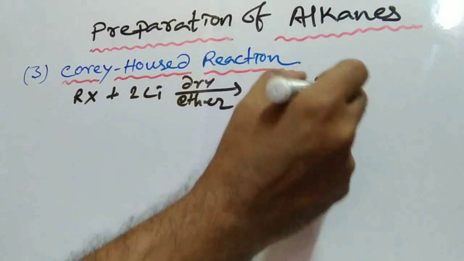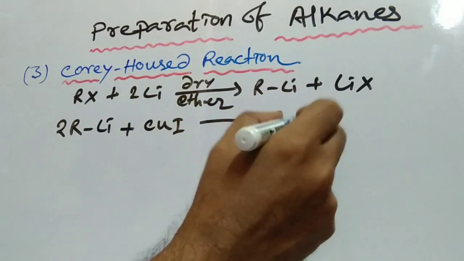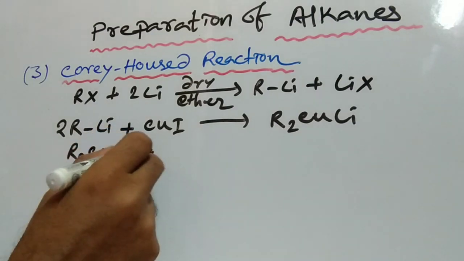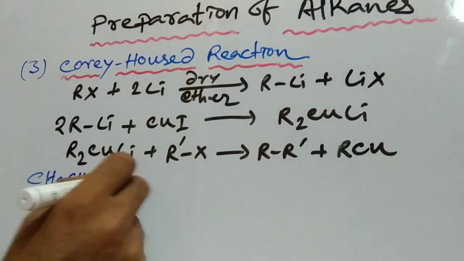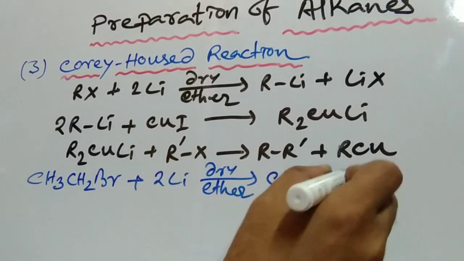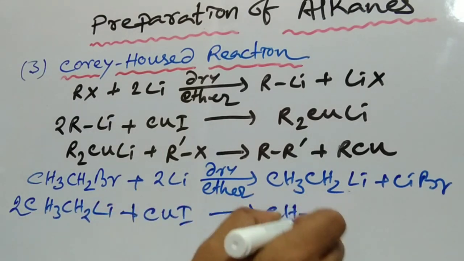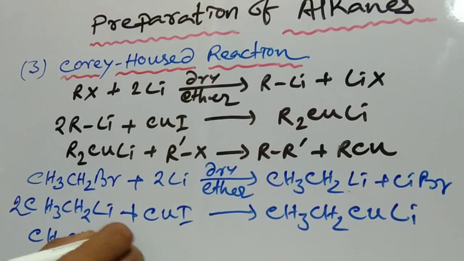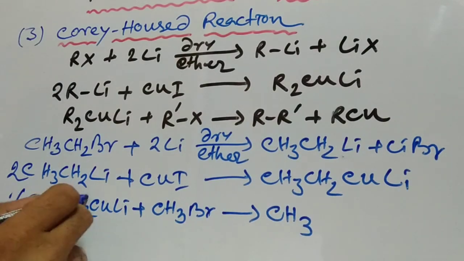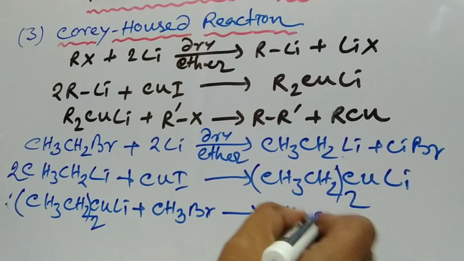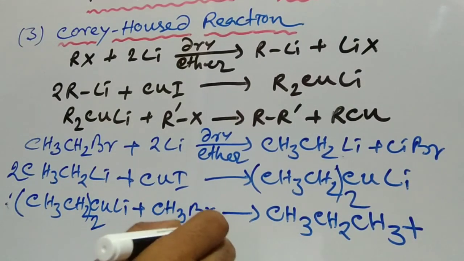However, both symmetrical and unsymmetrical alkanes can be prepared in good yield by the Corey-House reaction. In this reaction, the alkyl halide is first treated with lithium metal in dry ether to form alkyl lithium, which is then allowed to react with cuprous iodide to give lithium dialkyl copper. Lithium dialkyl copper thus obtained is treated with a suitable alkyl halide to give the desired alkane.